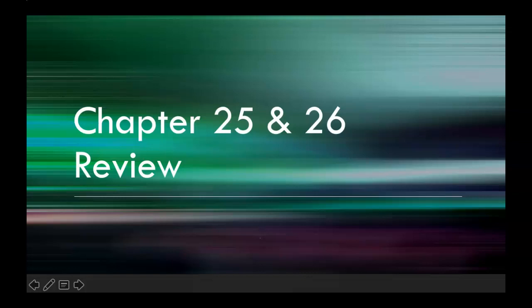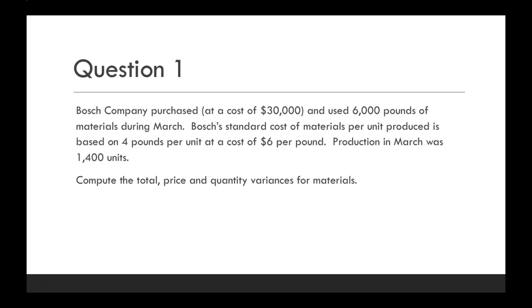So let's review chapters 25 and 26. This first question says Bosch Company purchased at a cost of $30,000. They purchased and used 6,000 pounds of materials during March. Their standard cost of materials per unit produced is based on 4 pounds per unit at a cost of $6 per pound, and the production in March was 1,400 units. We need to compute the total price and quantity variances for the materials.